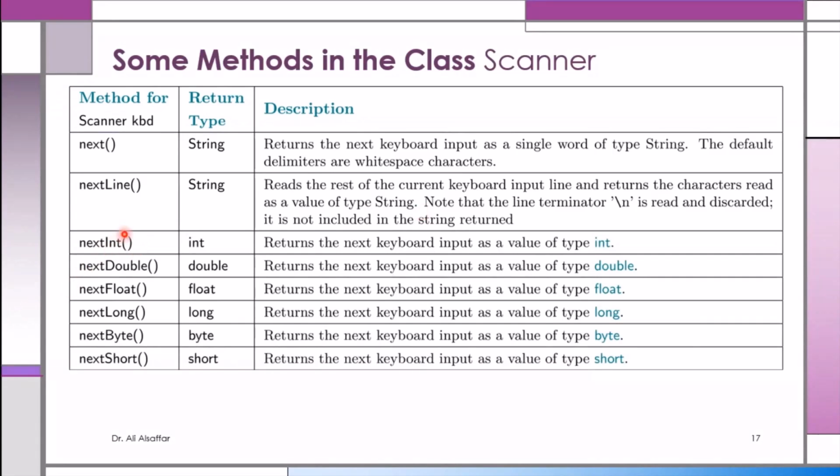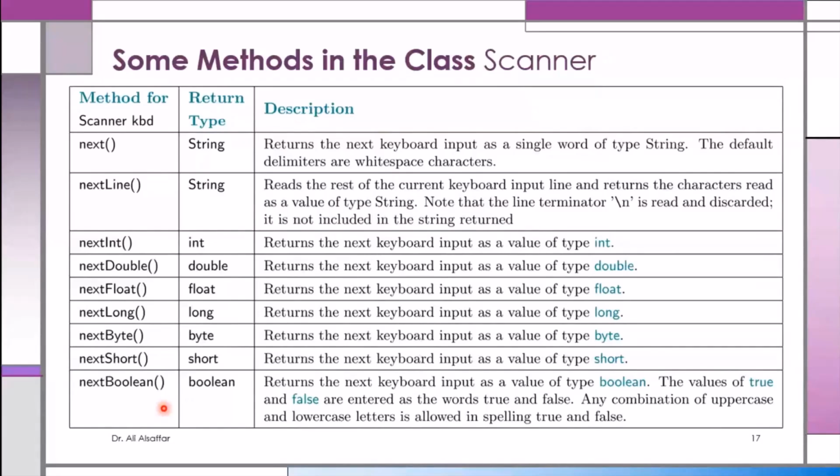Here are the methods for the other data types: nextInt, nextDouble, nextFloat, nextLong, nextByte, and nextShort. And these are the data types, and here is the explanation of what they return. Don't forget that Java is case sensitive, so you have to write it exactly the same: nextInt, nextDouble, and so on.